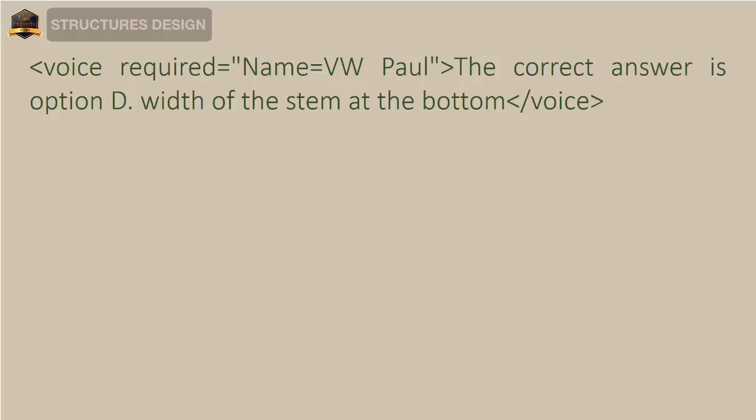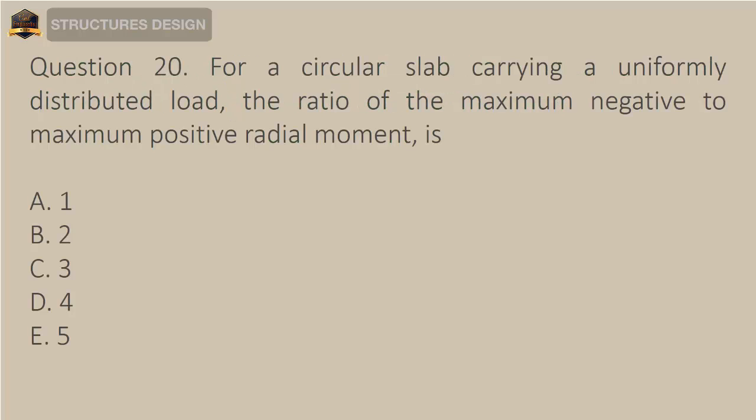The correct answer is option D, width of the stem at the bottom. Question 20. For a circular slab carrying a uniformly distributed load, the ratio of the maximum negative to maximum positive radial moment is A, 1, B, 2, C, 3, D, 4, E, 5. The correct answer is option B, 2.